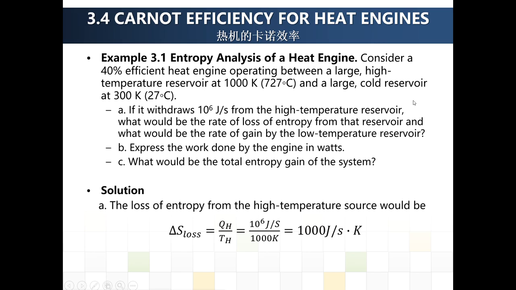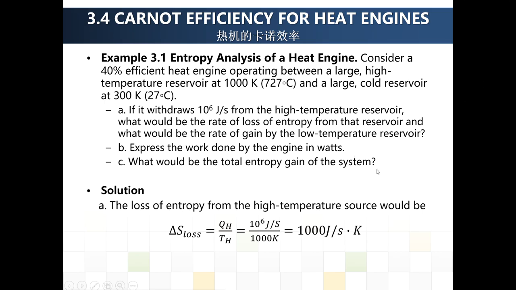Question 1: If it withdraws 1 million joules per second from the high-temperature reservoir, what would be the rate of loss of entropy from that reservoir, and what would be the rate of gain by the low-temperature reservoir? The second question is: express the work done by the engine in volts. The third question is: what would be the total entropy gain of the system?